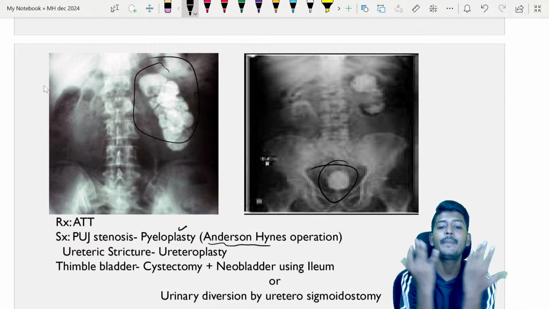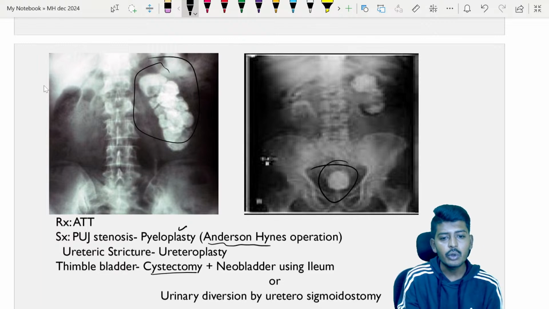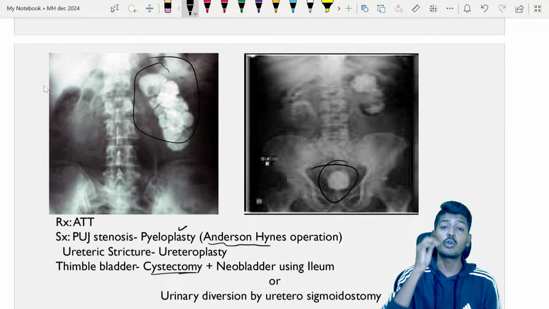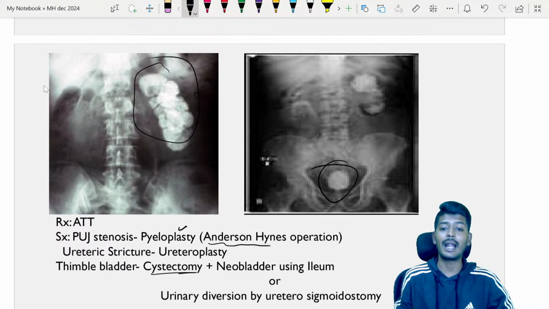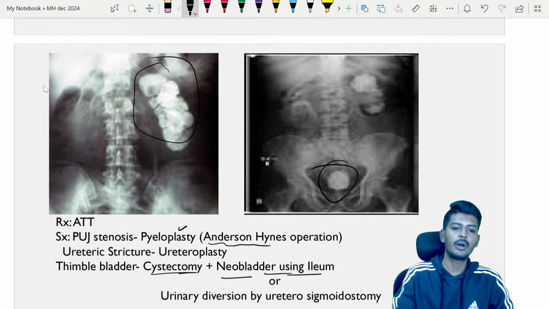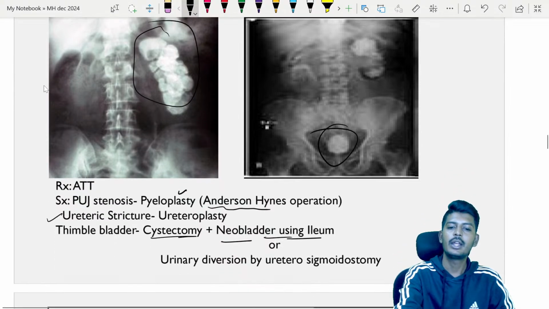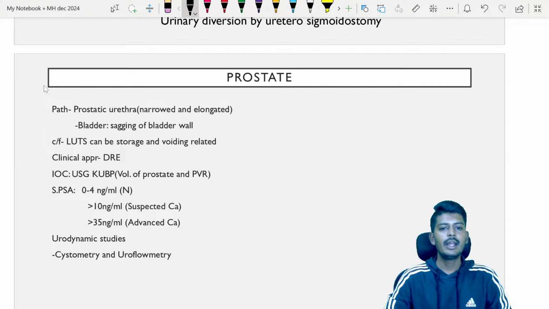If a thimble bladder forms, the bladder is narrow and contracted, so just remove it: cystectomy, you remove the bladder. So the question will come, sir, if you remove the bladder, how do we manage? If you remove the bladder, you are going to create a new bladder, a neobladder using the ileum. Okay, so for ureteric stricture, what will you do? Ureteroplasty.